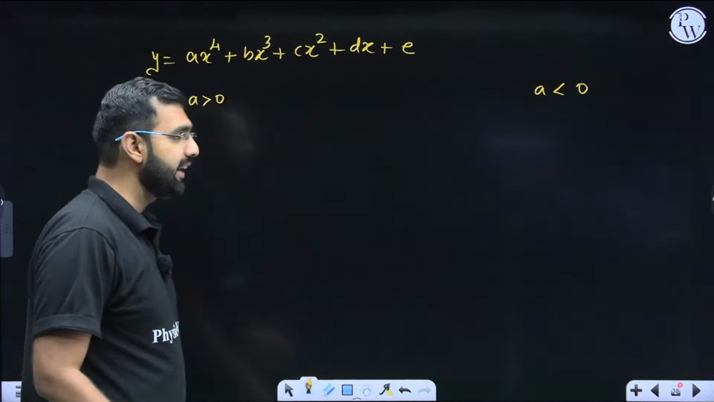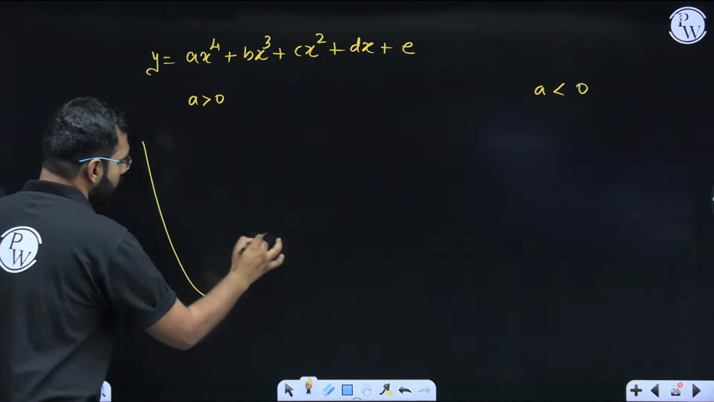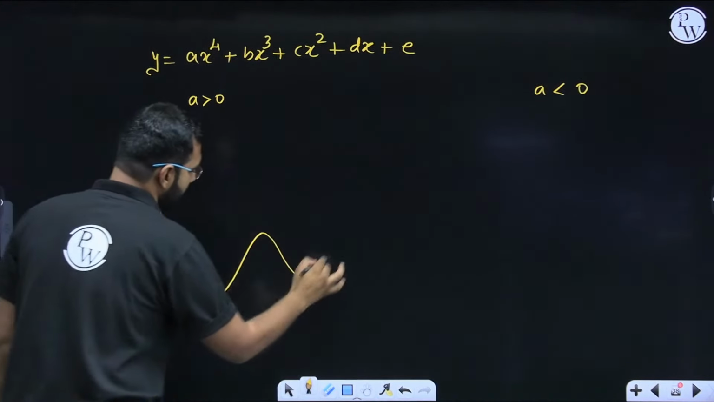Again, if a is positive, the graph could be somewhat like this. It will come from infinity and it will go back to infinity. And when a is negative, the graph could be going like this, which means it comes from minus infinity and would go back to minus infinity. In this case, it will have a minima, and in this case, it will have a maxima. So for even degree polynomials, we say its range is not from minus infinity to infinity.